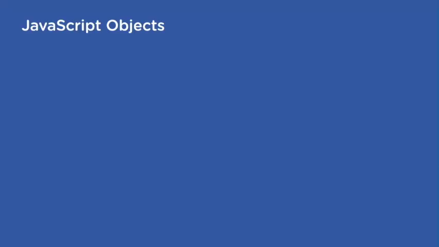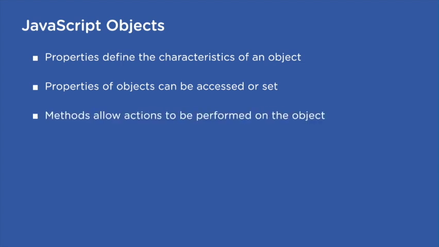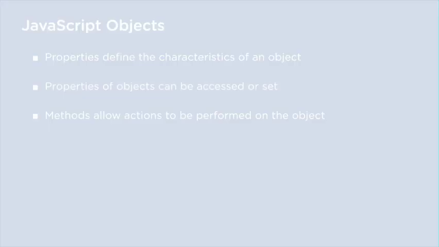You've learned that almost everything in JavaScript is an object or can be treated as an object. JavaScript objects can have properties, which define their characteristics. Properties of objects can also be accessed or set in the programs we write. Objects also have methods, or properties of an object that are functions. Methods allow actions to be performed on the object. For example, when the log method is called on the console object, you can log a message to the browser's console.